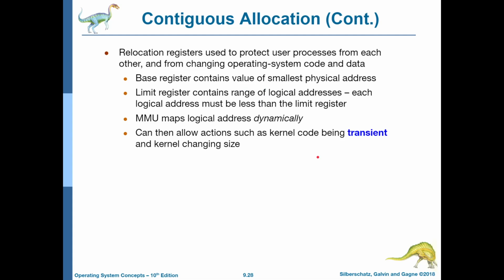Now, we use the relocation registers to protect user processes from each other. This is fairly easy to manage. We keep in the base register the smallest physical address for that particular process, a limit register containing the range, how much space is taken up, and we use the memory management unit to map those logical addresses dynamically.